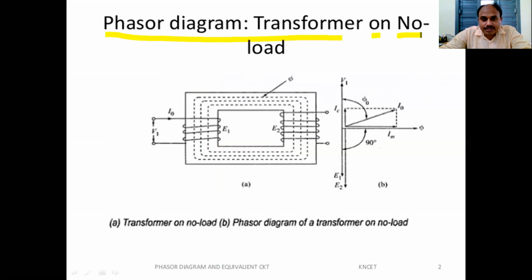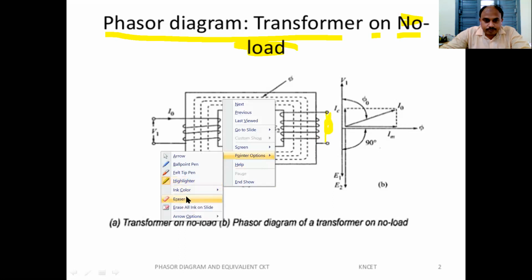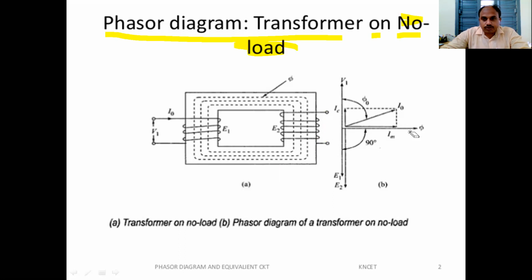No load means the secondary is open circuit. No load is connected across this one. Under no load condition, the transformer takes a small amount of current, I naught. So this is the I naught.